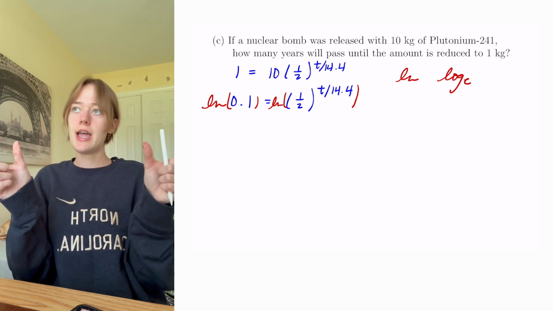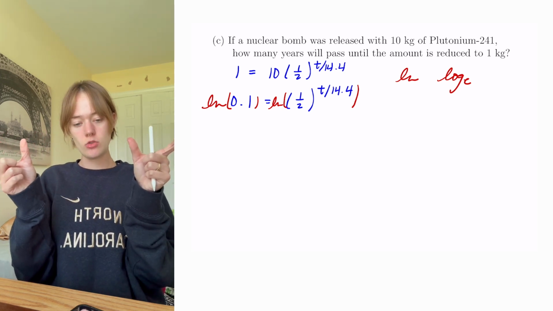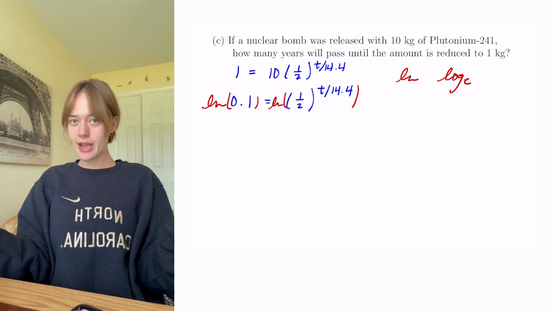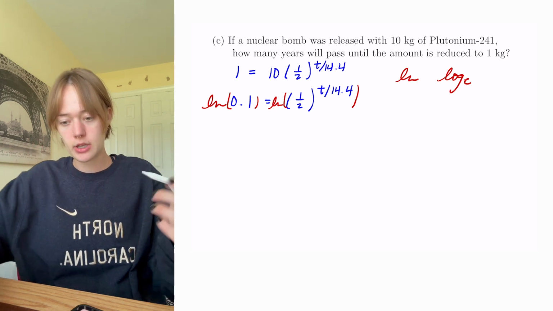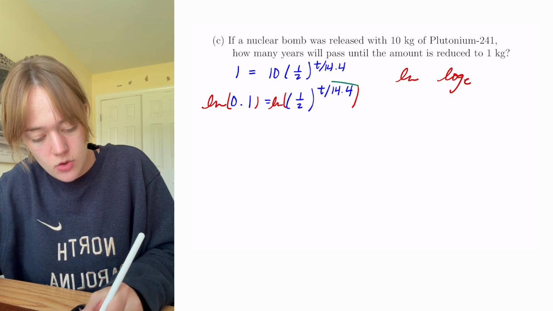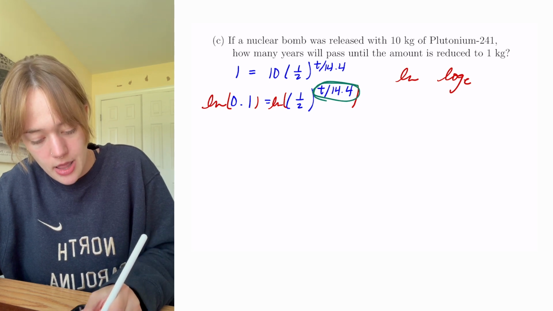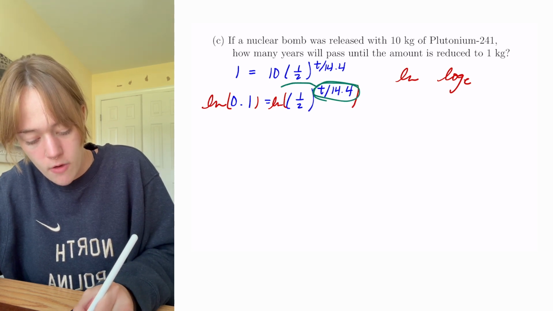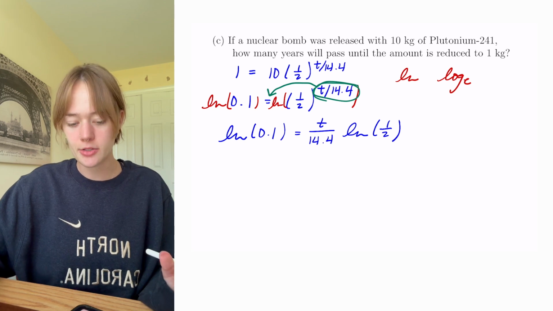So I could use log base 10, I could use log base 1/2, I could use log base E, whatever base I want to choose, as long as it's the same on both sides. Then, once we've logged both sides, this allows us to use that power rule. So we can take this power and turn it into a coefficient. Now it becomes a lot simpler to solve for T, right?